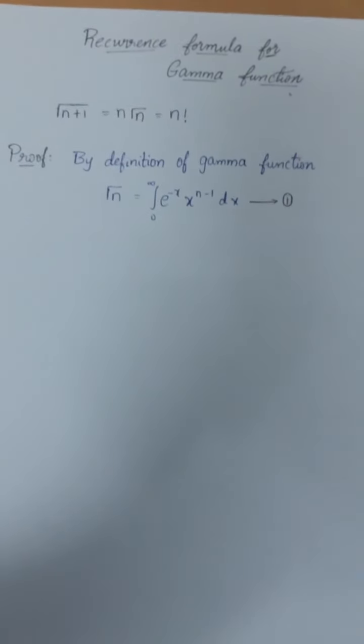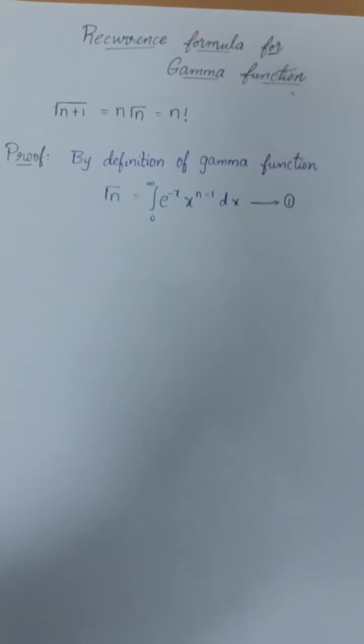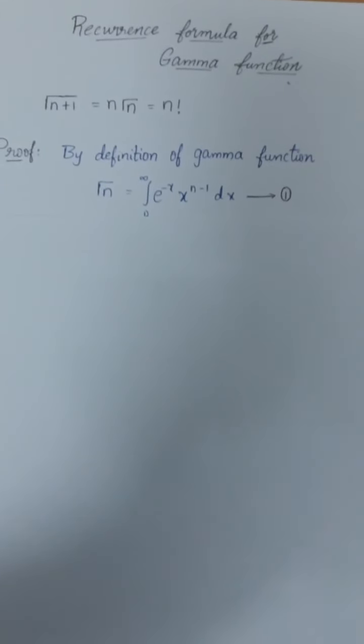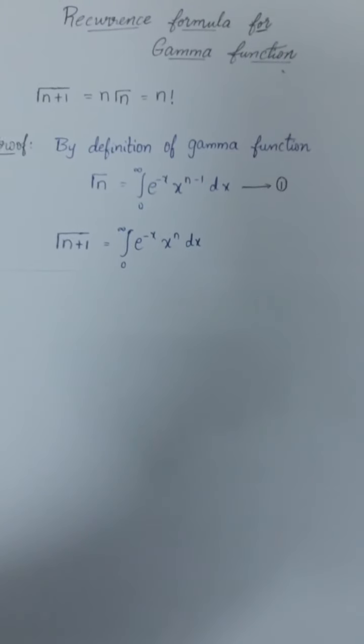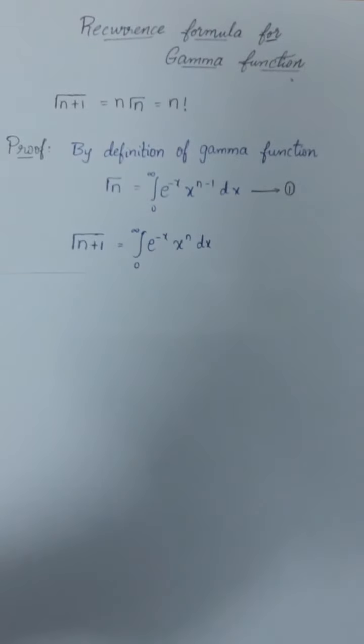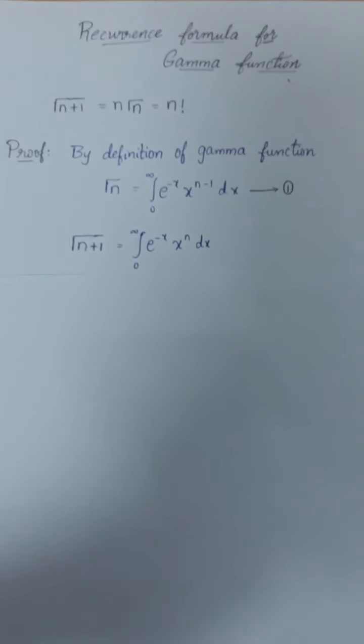Using this formula, we are now going to prove the recurrence formula. As we have n plus 1 in the formula, we add 1 to the n, which gives gamma n plus 1 equals the integral from 0 to infinity of e to the power minus x into x to the power n dx. In the next step, we are going to integrate by parts.